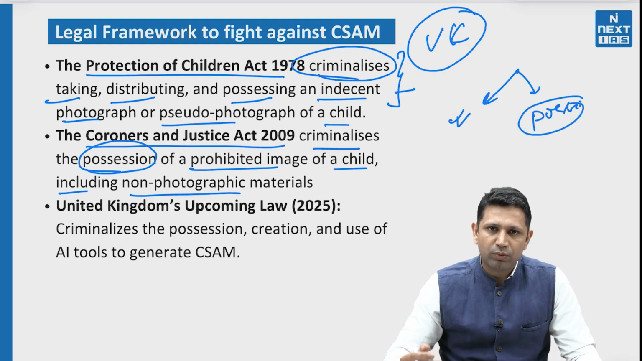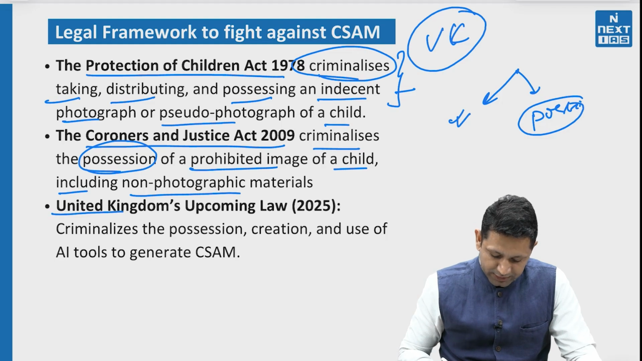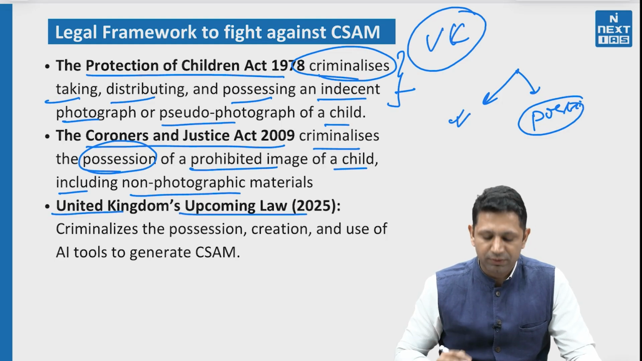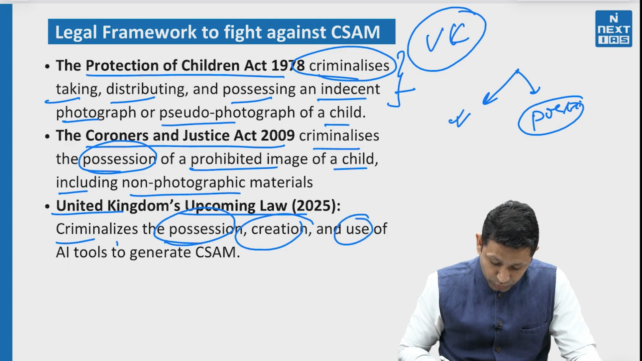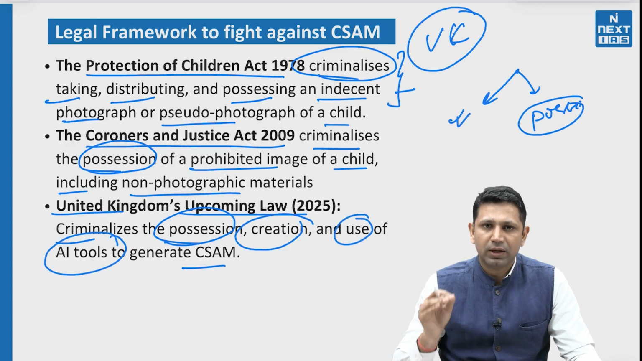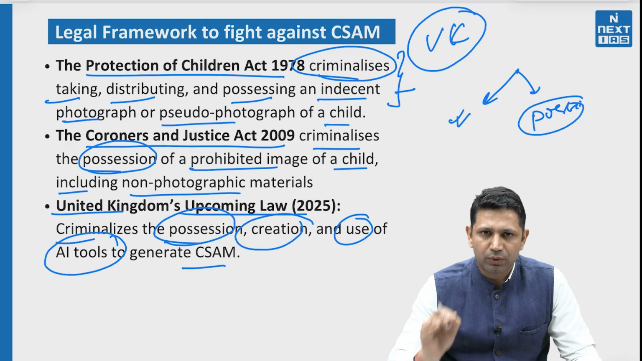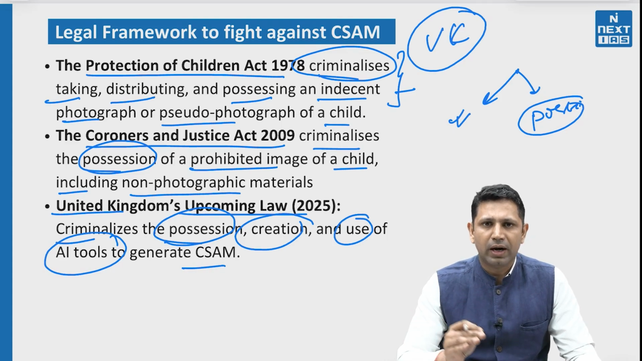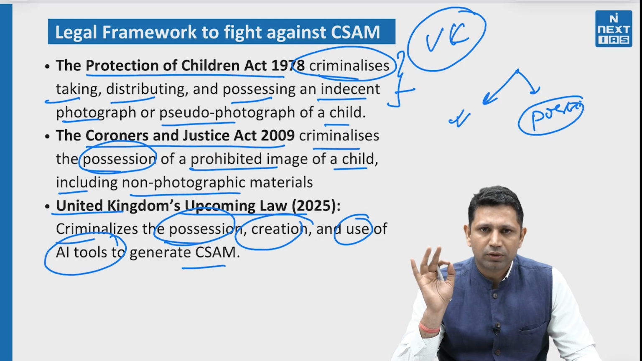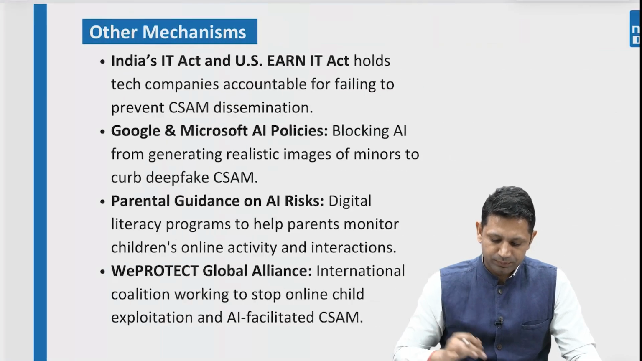Now third, they have moved one more step. One more step is the United Kingdom's upcoming laws of 2025. It is criminalizing the possession, creation and use of AI tools to generate CSAM. That means if you are even having the tools which can create CSAM, then also you are going to be prosecuted. So that means it is now pinpointing the root cause itself.